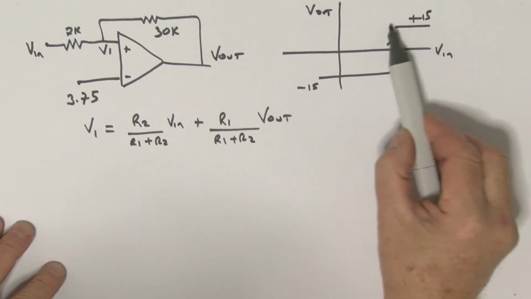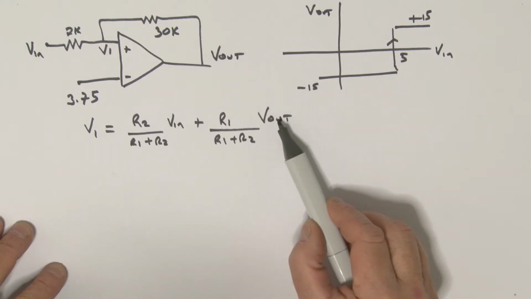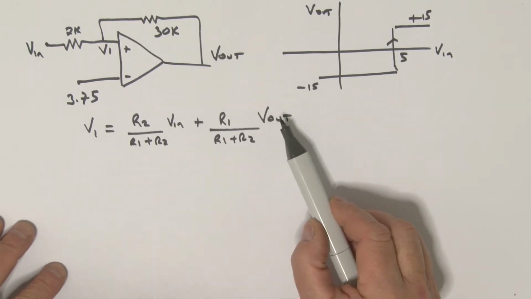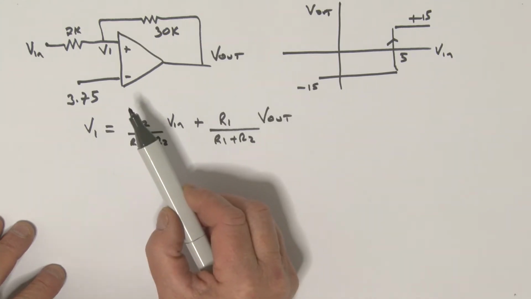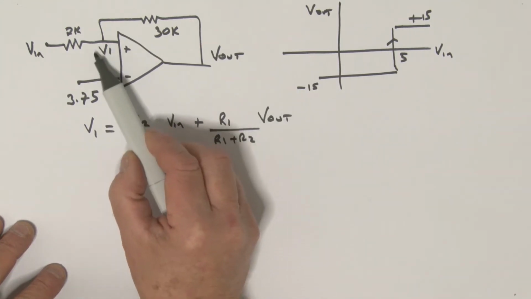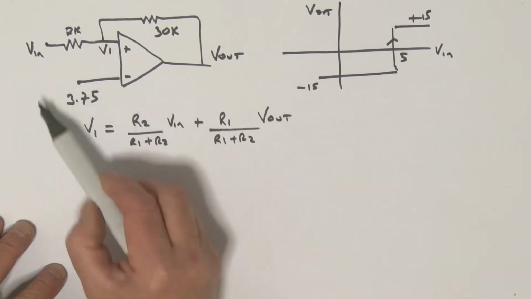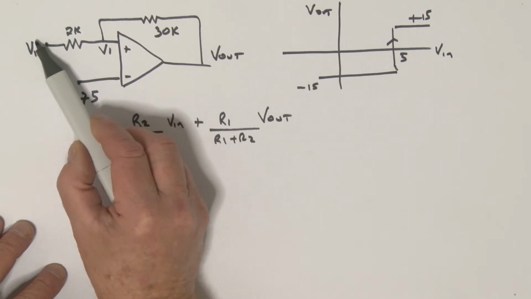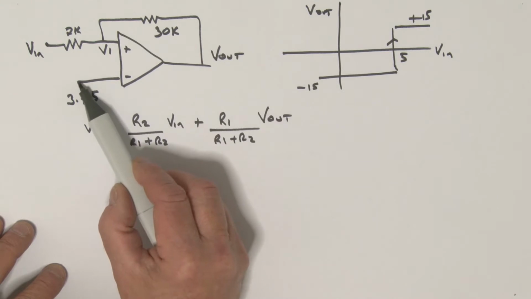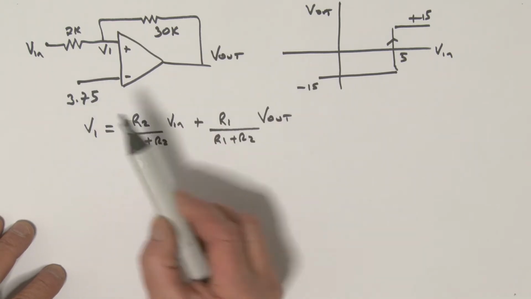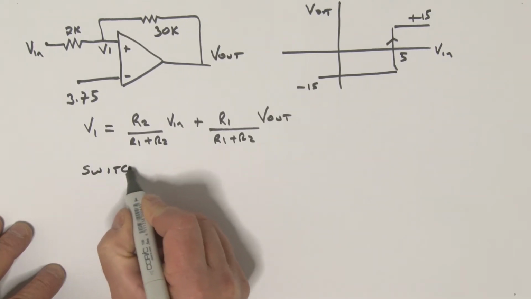So after we've switched, of course, this output voltage is what? It's a plus 15, isn't it? Okay, so this is our expression for V1, and we know switching again is going to occur when this V1 becomes equal to this 3.75. So what we're actually doing is we're reducing V in, which in turn is now reducing V1 until it becomes equal to 3.75.